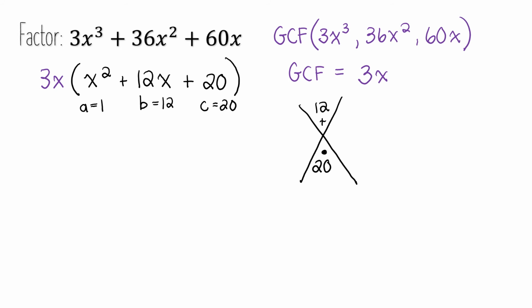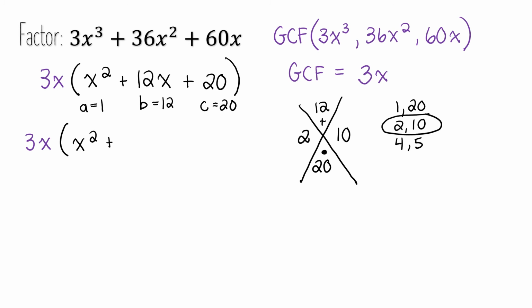We'll start by listing the factors of 20. So we could have 1 and 20, 2 and 10, or 4 and 5. And we need to choose the pair that adds to 12, which is 2 and 10. So now we can split our b term, being careful to rewrite our greatest common factor on the outside. We have 3x times x squared plus 2x plus 10x plus 20.